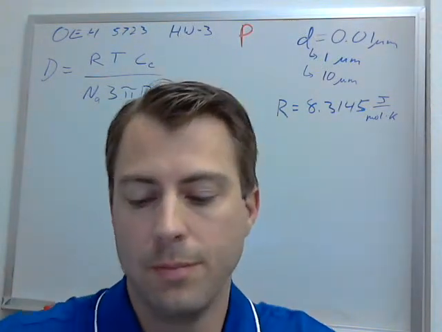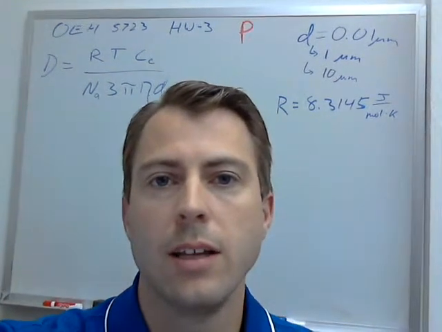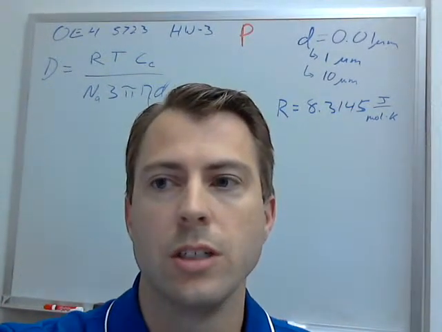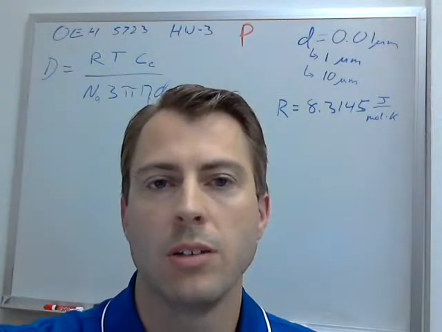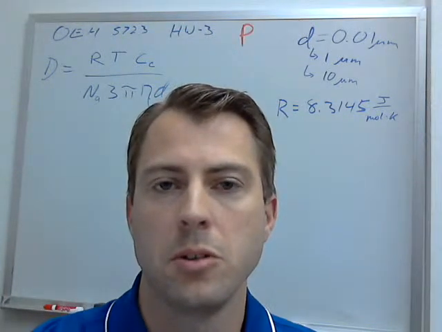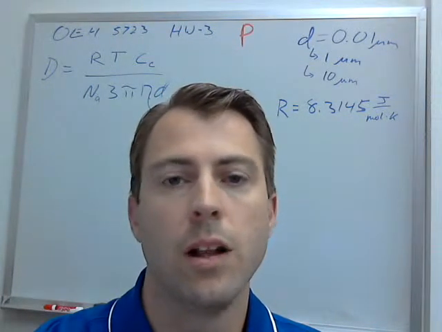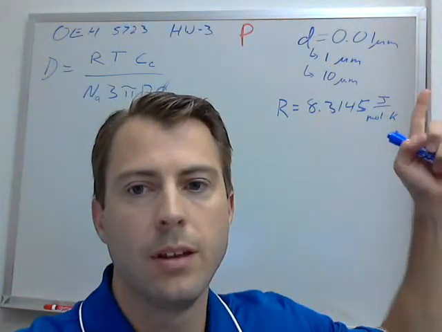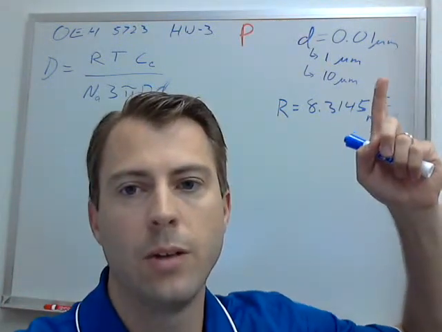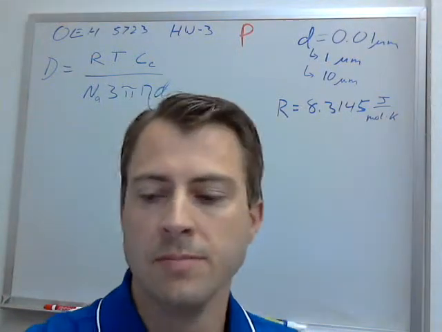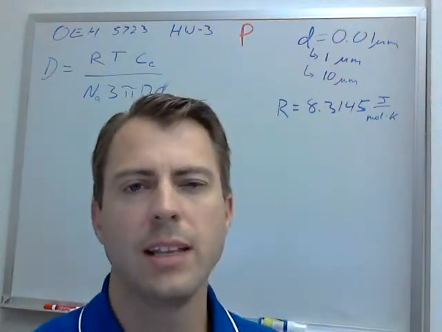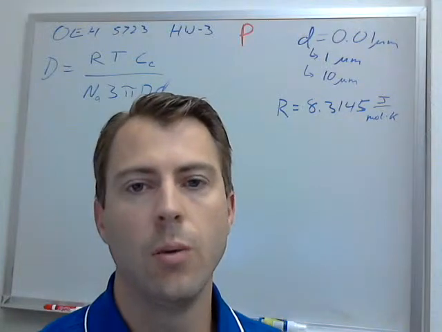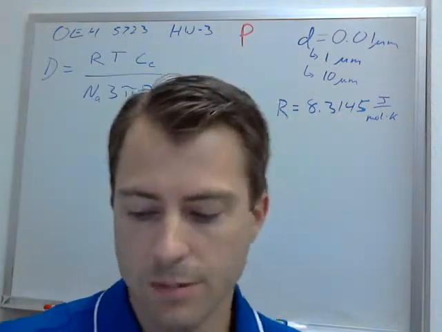So in this problem, we are trying to calculate the molecular diffusion coefficient in square centimeters per second or square meters per second of the following particles. I've got them written up here: 0.1 microns, 1 micron, and 10 microns. We'll start off with the 0.1, and then I think you can figure it out for the 1 and 10 because it's just repetition.